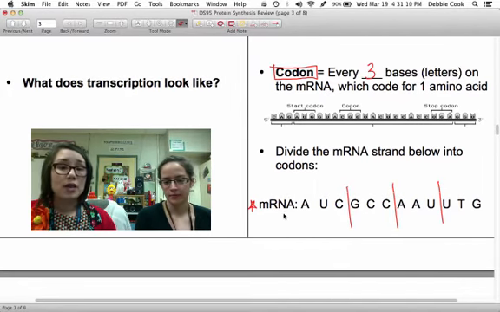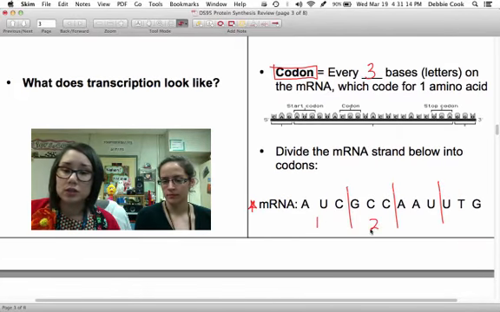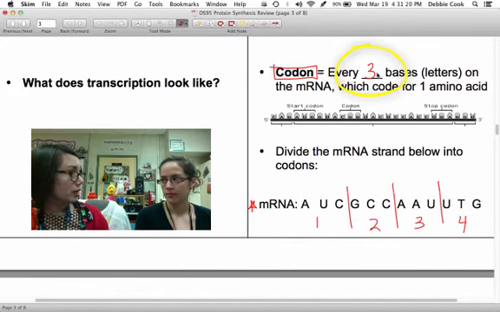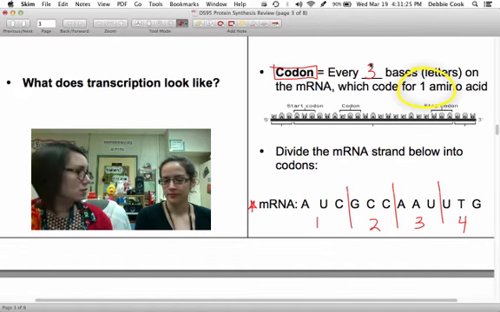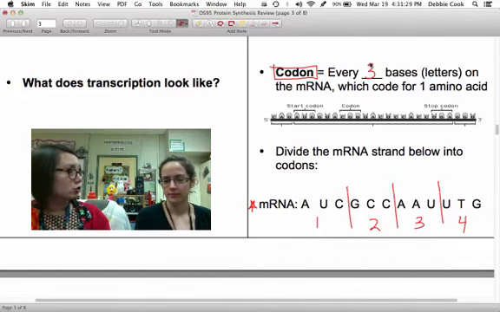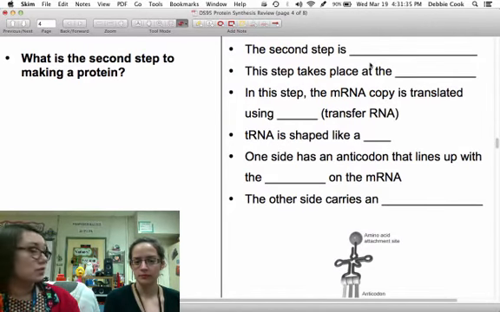4. All right, so now that we have our codons marked out, let's go ahead and label them. So we have 1, 2, 3, 4. And we already know that every 3 letters or bases equates to how many amino acids? 1. Okay, so how many amino acids do we have here, Mrs. Davidson? 4. All right, so now we have to figure out how do we go from this to actually making our amino acids. All right, so now we're going to talk about the official second step.